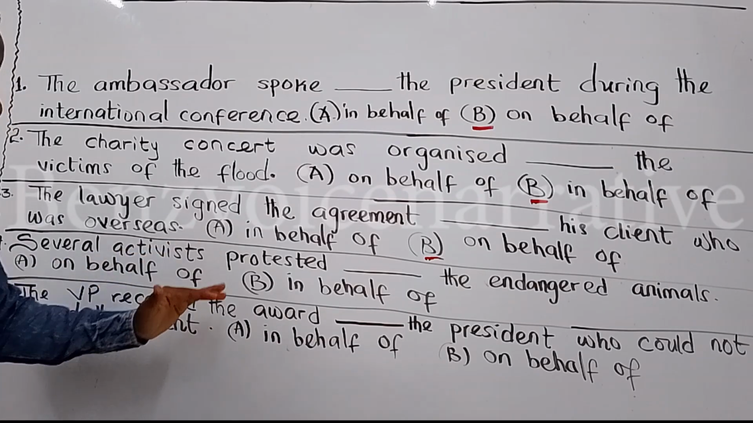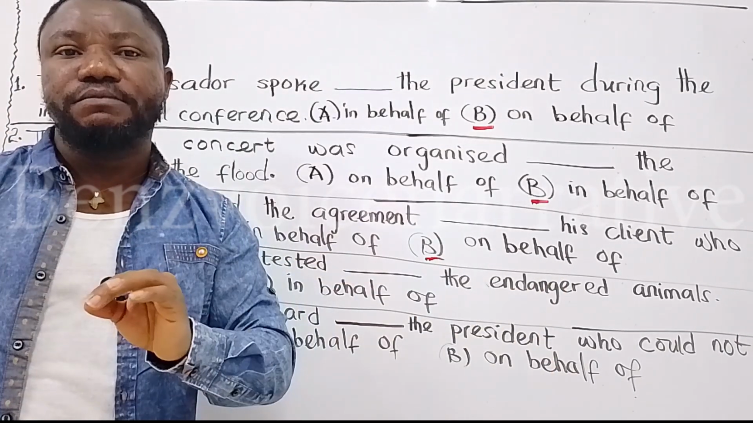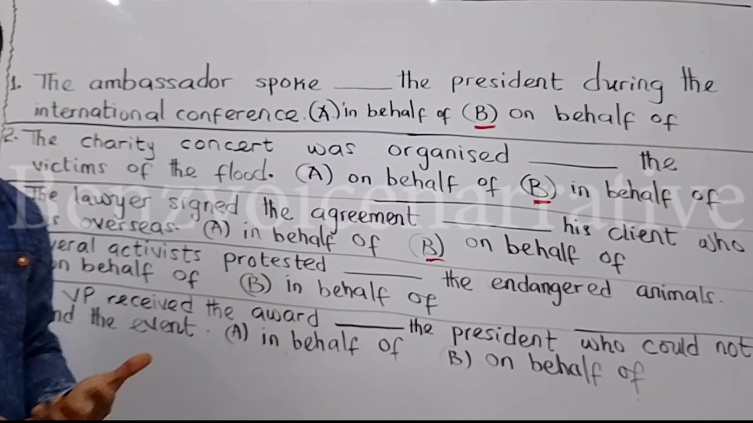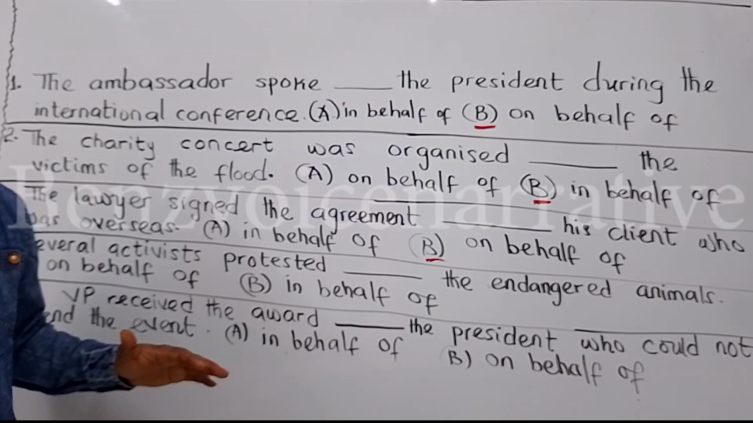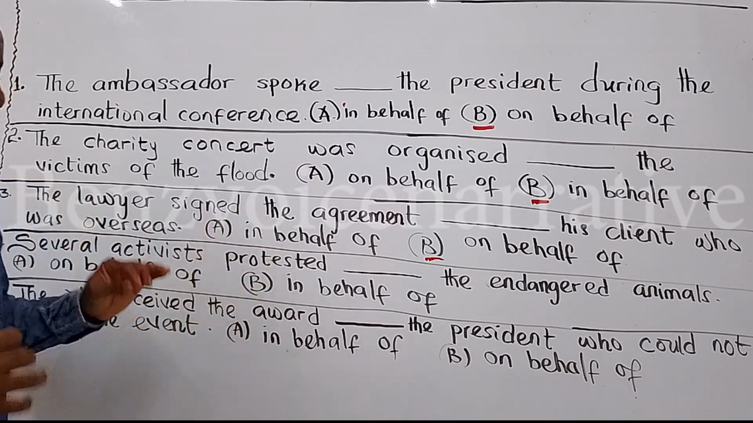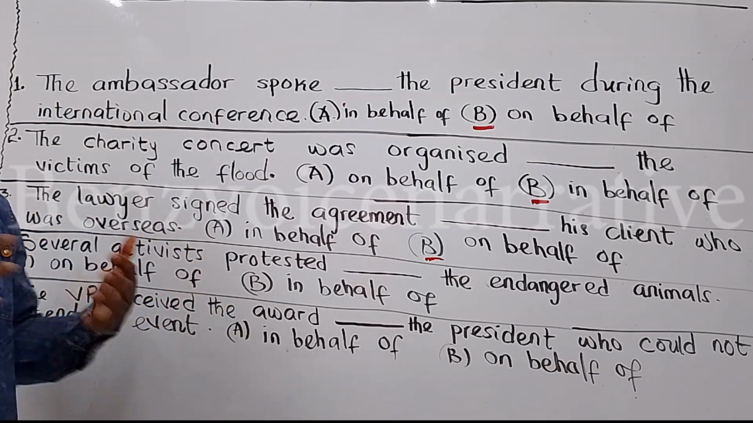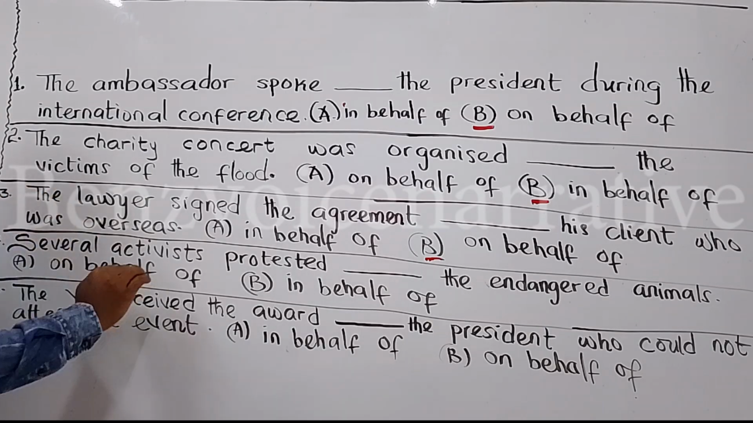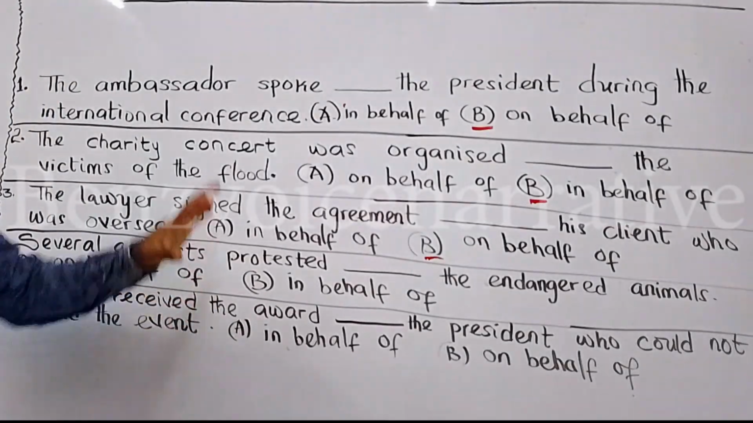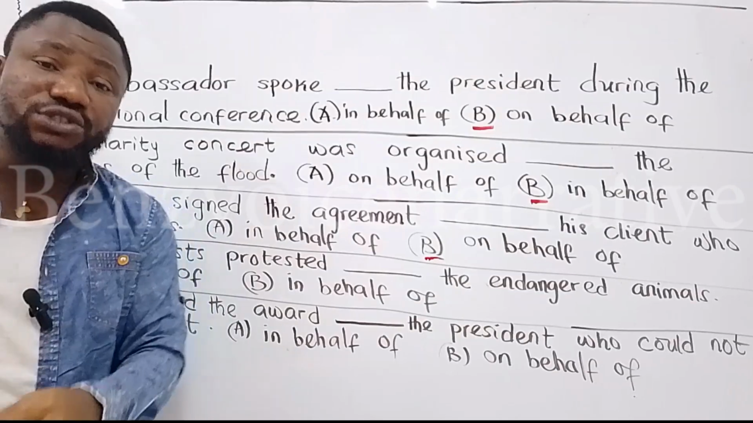So if you have, several activists protested in behalf of the endangered people, now, the endangered people do not have the power to function. It's not a case that they're delegating the responsibility of protesting to others. Rather, it is these activists who come out to understand what it means to fight for the rights of other people. So in that case, several activists protested on behalf of people can be correct. Several activists protested in behalf of the endangered people is also another correct option.